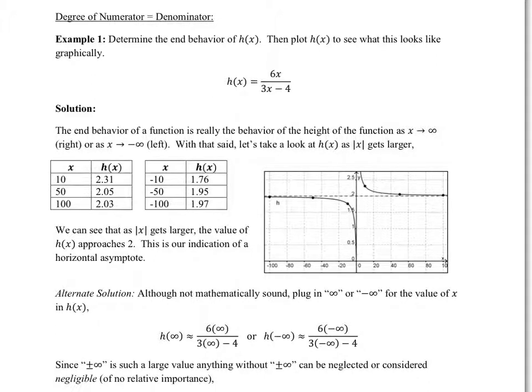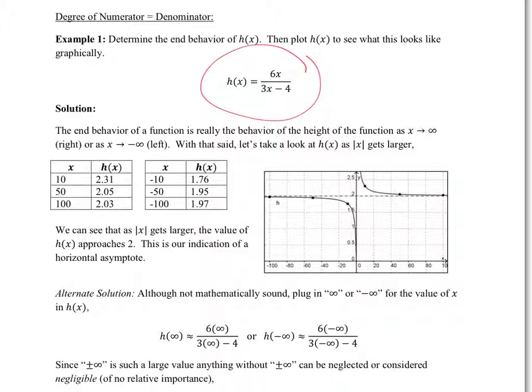Sorry. For this function, 6x over the quantity 3x minus 4. Look at the graph that you're seeing here. And then look at the table I made here. What am I doing to the x value in the table? 10, 50, 100. What's happening to x? Yeah, it's getting bigger. It's increasing.